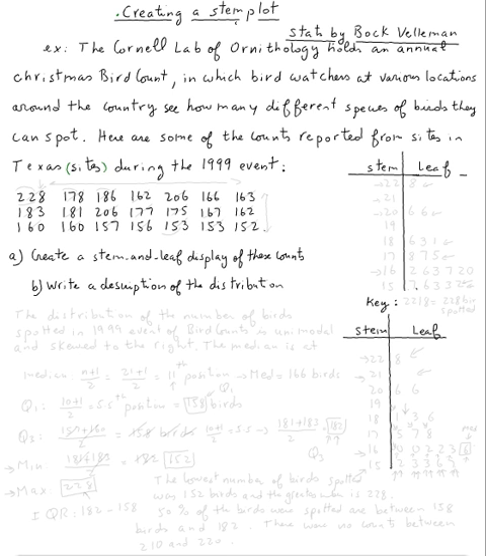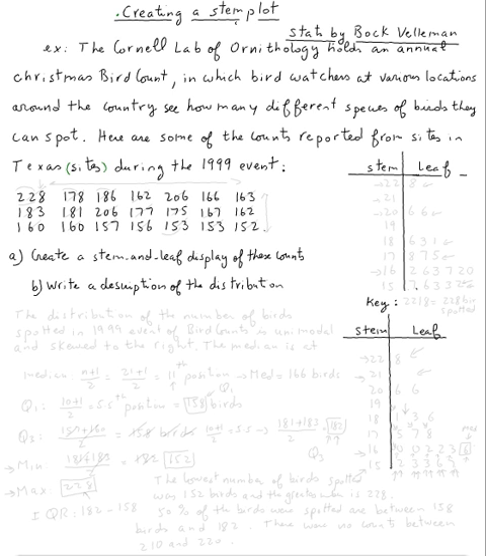Alright, so 228. So there was a day when they saw 228 birds. 178, 186 birds, and so on. So 168 birds spotted, 162 birds spotted, 206 birds spotted, and so on.